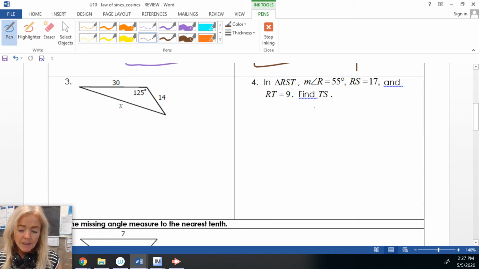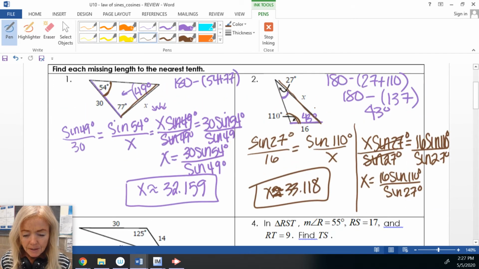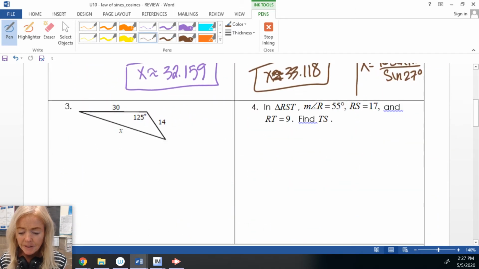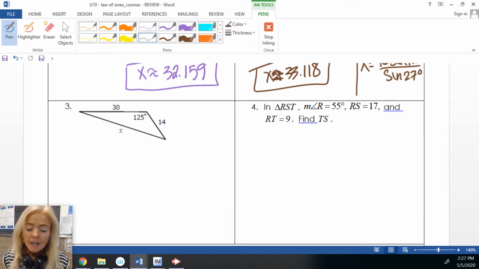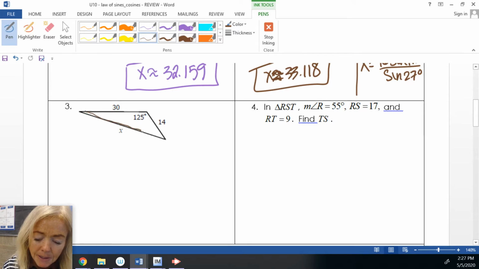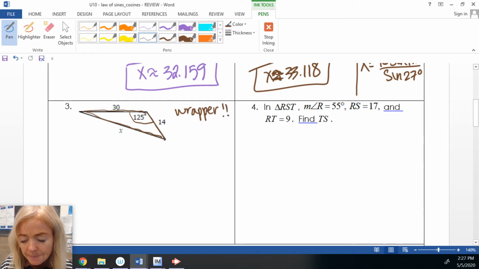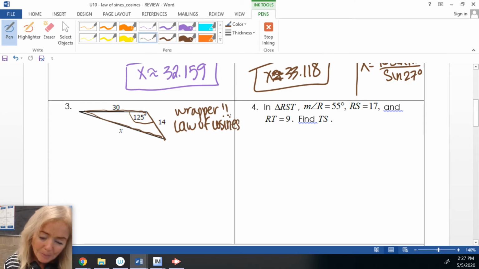The next one, what are we trying to find? Find each missing length. So we were given x, and we're given x here. It looks like we're in trouble. We're going to have to use law of cosines. And that's because we don't have an opposite side and an angle. And we can't find a third angle. We don't have two of the three angles. So we're in a quandary. We have what I like to call the wrapper, the side, angle, and the side. So anytime you see a wrapper, that's law of cosines, which I don't like as much. I think it's more difficult, but we'll just go ahead.